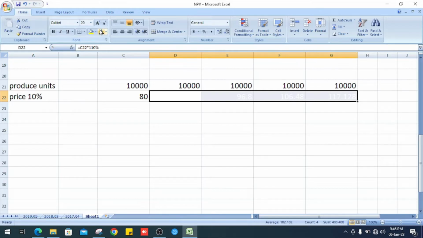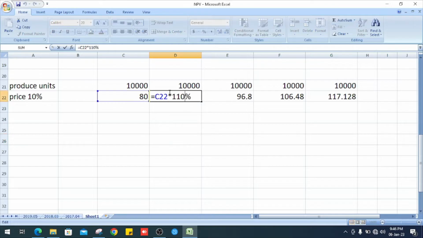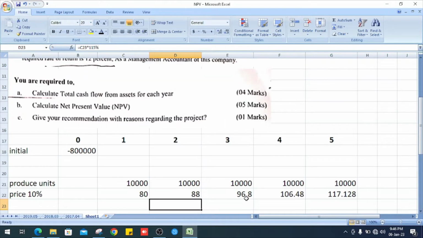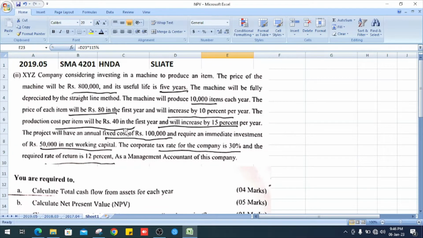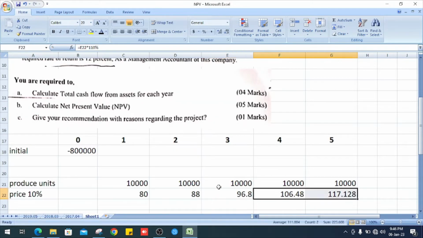How do we get the second year price? The first year price multiplied by 110%. How do we get the third year? The second year price into 110%. Likewise, get the value.